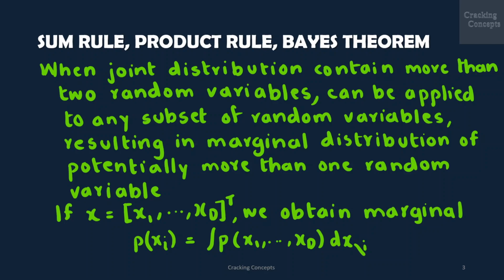In general, when the joint distribution contains more than two random variables, the sum rule can be applied to any subset of random variables, resulting in a marginal distribution of potentially more than one random variable. More concretely, if x is [x1, ..., xD] transpose, we obtain the marginal p(xi), which is the integral of p(x1, ..., xD) over all variables except xi, by repeated application of the sum rule, where we integrate or sum out all random variables except xi, which is indicated by this, which reads all except i.